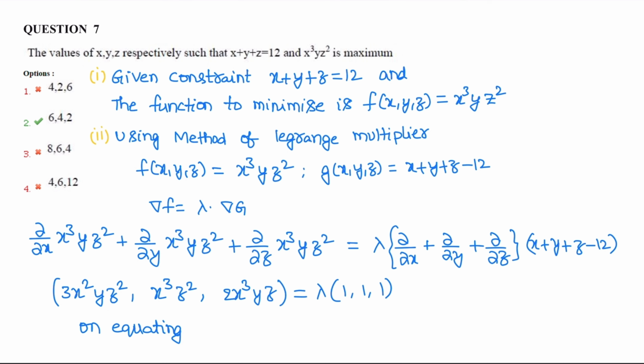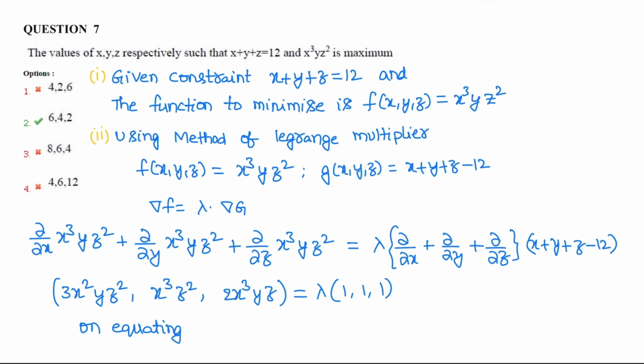Next question. The values of x, y, z respectively such that x plus y plus z is equal to 12 and x cube y z square is maximum. We need to calculate the values of x, y and z. So the given constraint is x plus y plus z is equal to 12 and the function to maximize is f of x comma y comma z is x cube y z square.